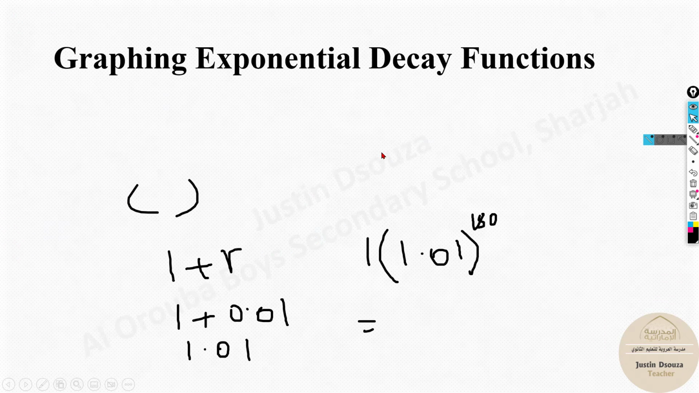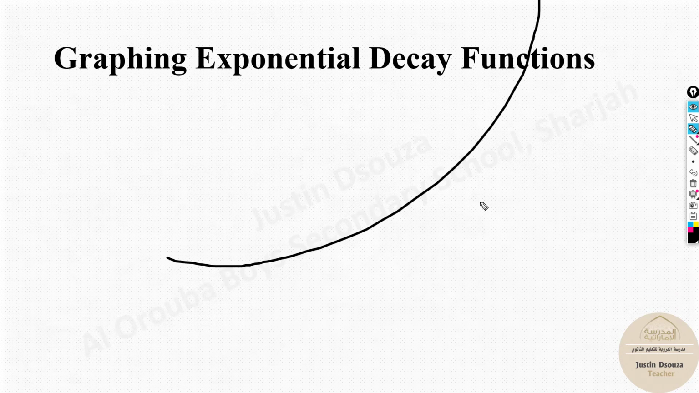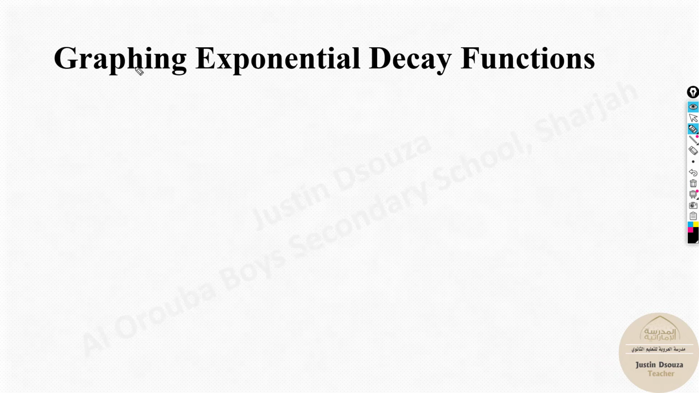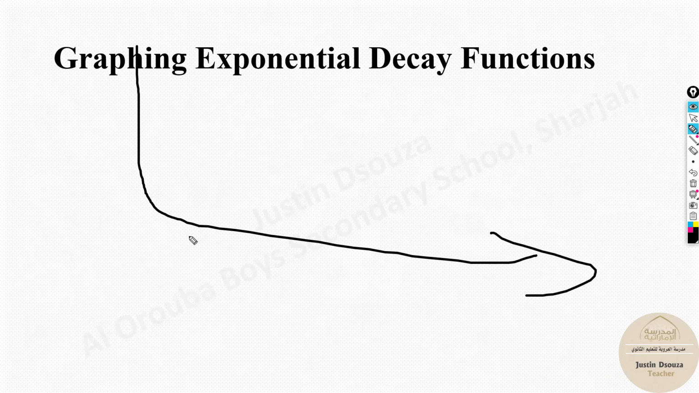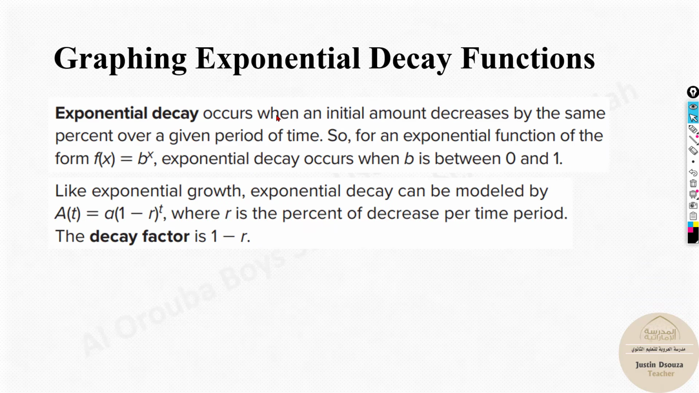And now graphing exponential decay functions. Until now, whatever we did was growth. Growth functions always grew, became bigger as time passed by. As you increase x values, it increased. Now we will look into decay functions, which will be decreasing. As the time passes by, it decreases. So the exponential decay occurs.